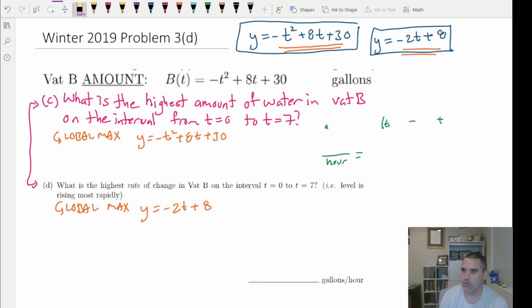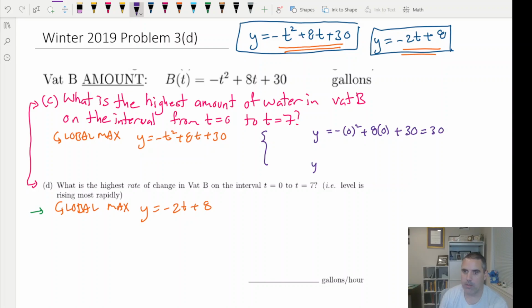Okay, so there's our two functions. The question was actually asking for the global maximum of negative 2t plus 8. So I don't think about it as the derivative of something else. I just say, this is the formula I'm trying to maximize. Let's review the technique. The technique is to check either an endpoint or a critical point. So if this were your function and you were trying to find the maximum amount, you would plug in 0. So one of your y values would be negative 0 squared plus 8 times 0 plus 30, and that would be 30 gallons.